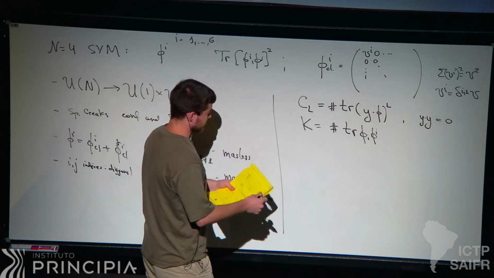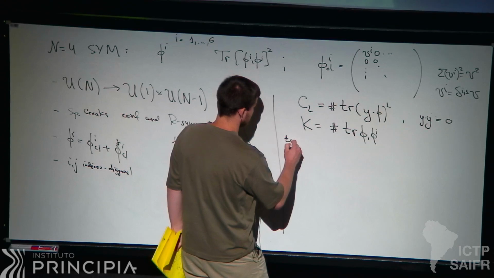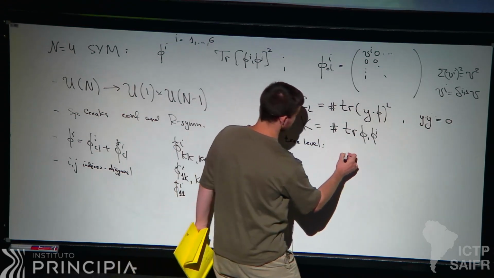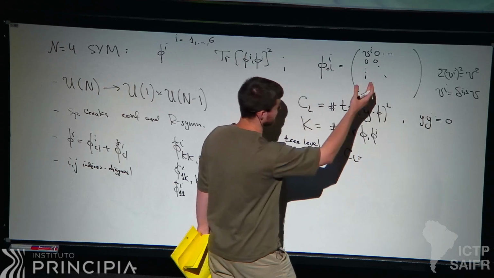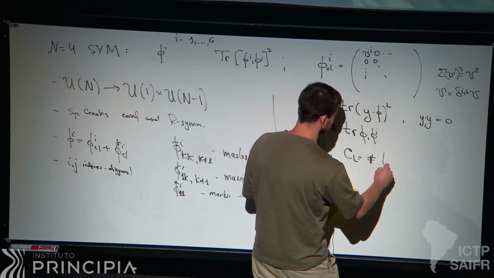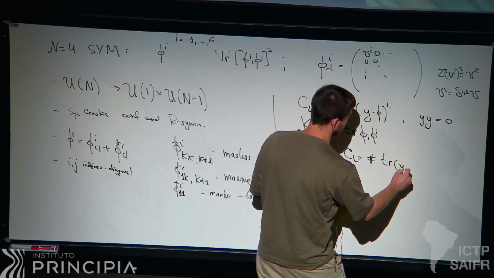At tree level, there's nothing really surprising. We just evaluate these at the vacuum point. Again, this would be proportional to some constant times trace of y times v to the L.